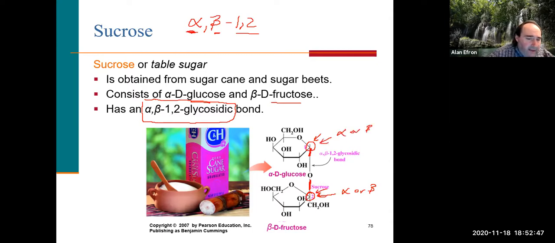And that's why we have both of those symbols related here. Alpha for our glucose, beta for our fructose. And again, the connection being between carbon number 1 and carbon number 2. Again, we remove water, leaving an oxygen behind to be really the sort of binding part of all that, if you will. Any questions on that there?